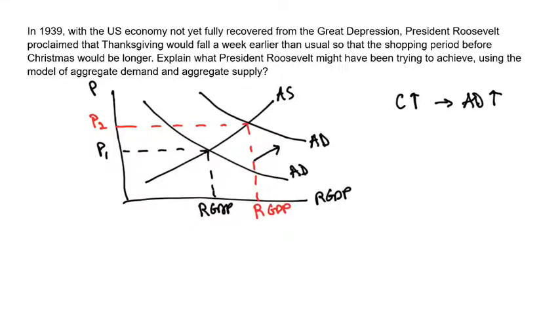So the president at the time, back in 1939, when the economy is still in a depression, in a recession, we see that the president did that on purpose. The goal was to stimulate demand, increase demand, and increase output. As a result, what happens? Real GDP increases. As the real GDP goes up, employment increases. And that was the entire purpose. And when that happens, the price level will also go up.